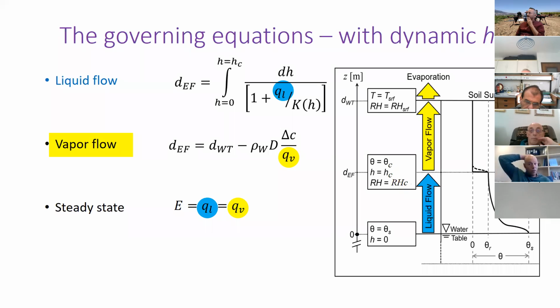Okay, so then we can construct two equations. The liquid flow, we integrate from the water table to that pressure head that we just defined. And above it, we have vapor flow, for which we use Fickian diffusion of vapor gradients. And because this process is very slow, we assume that for each profile, we have a steady state. So the liquid flow is equal to the vapor flow. And then we can basically solve this very simple set of equations.